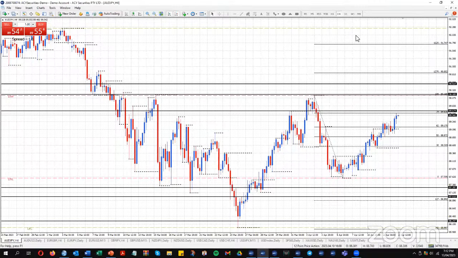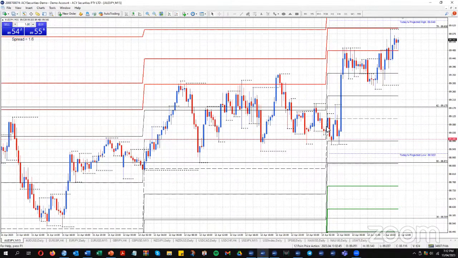All right, so moving down to the 15-minute, price was here, and I was looking for a breakdown below 89, and that to become resistance to move down. But you can see the big candle up there when the job figures came out positive for the Aussie.